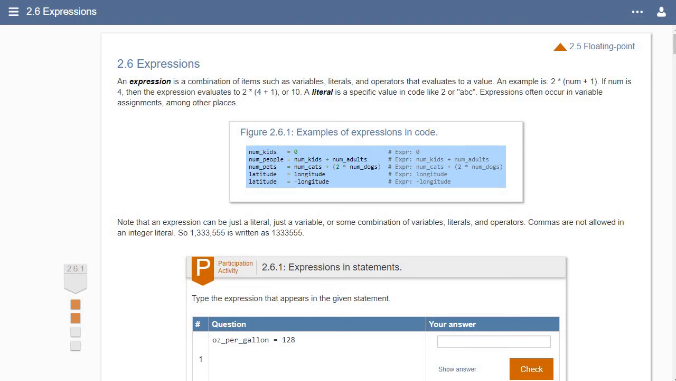Hello everybody. This is Professor West, and in this segment I'm going to be talking about something we call expressions. I'm doing this to help some of my students who might be having some questions about expressions, but I'm posting it for everybody in case any of you would like to know. So, first things first, what is an expression?